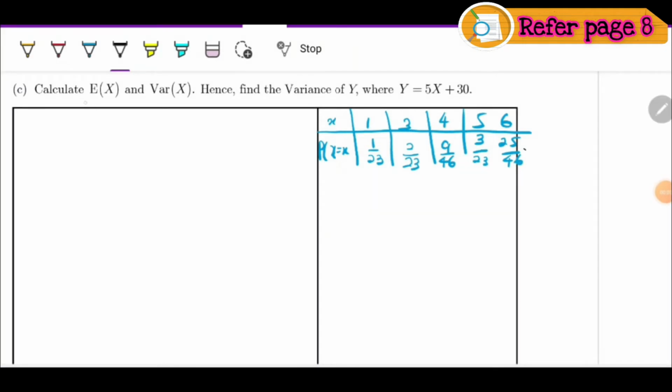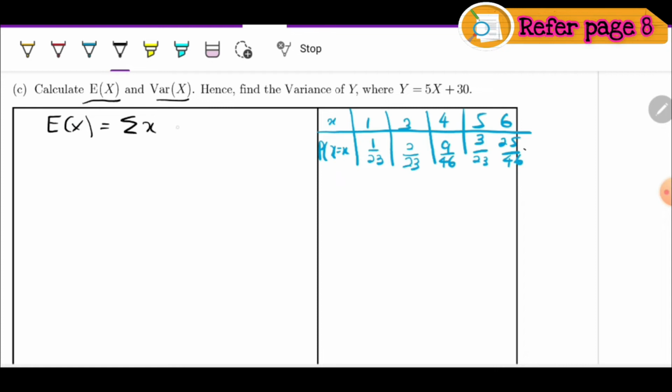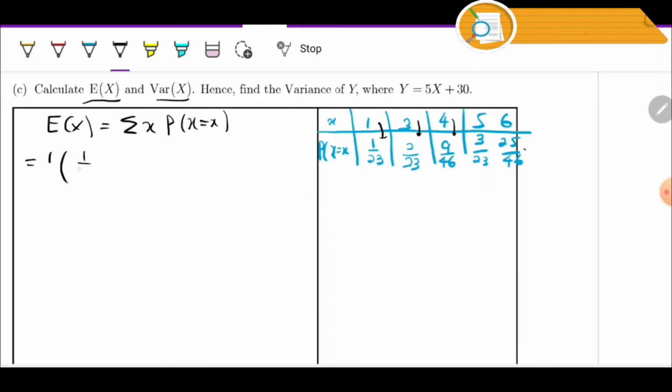C. Calculate expectation of x and variance of x. So remember, the formula for expectation of x is the sum of x times the probability. It means you must multiply x with the probability, and we start from x equals 1. So 1 times the probability, which is 1 over 23.